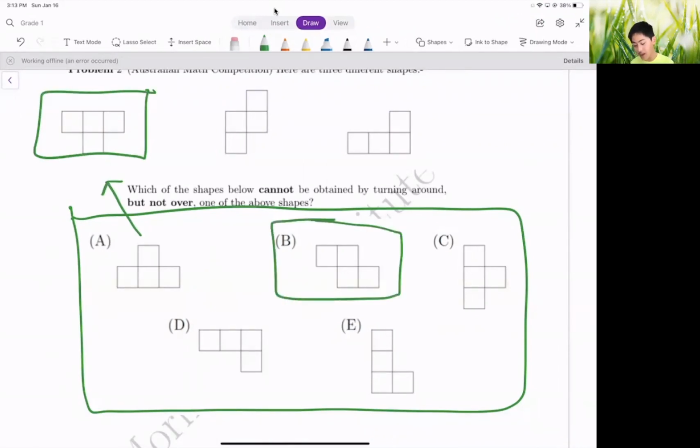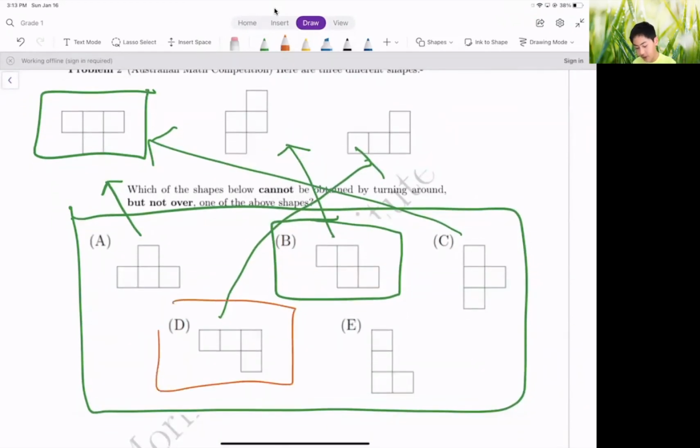B can also be accomplished by turning around clockwise to the second one. And C can be accomplished by turning to the right from the first figure. However, D, as you can see, D cannot be accomplished just by turning around. However, D can be accomplished by flipping over from the third figure, but as you can see, that is not allowed. So therefore, D cannot be obtained by turning around.